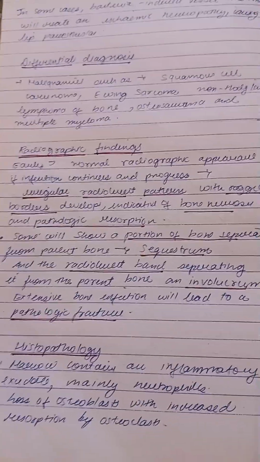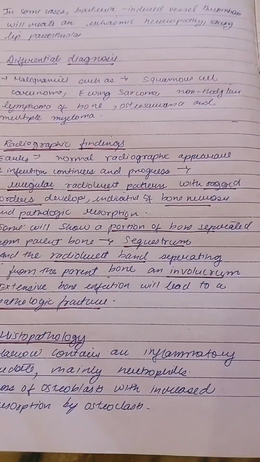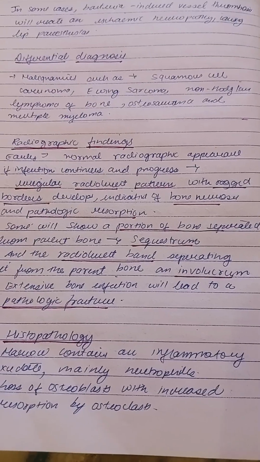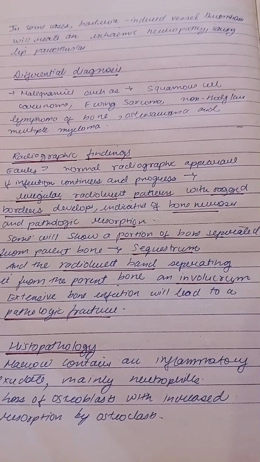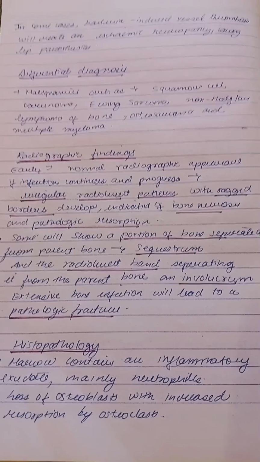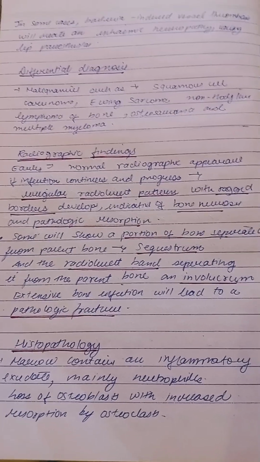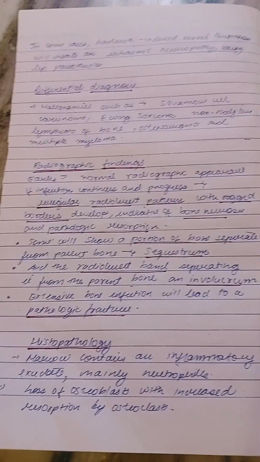So पहले तो जो रेडियोग्राफ होंगे अर्ली केसेस में वो नॉर्मल अपीयरेंस रहेंगे. जैसे जैसे इन्फेक्शन प्रोग्रेस होगा then it will appear as an irregular radiolucent pattern with ragged border, which is due to bone necrosis and pathological resorption.